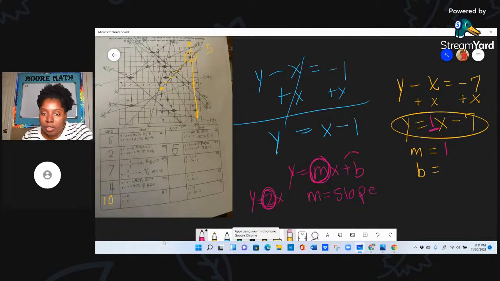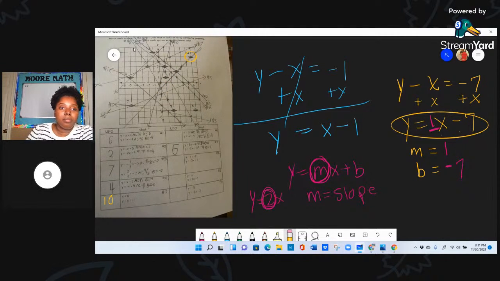What is your B? Where does it intersect the y-axis? What's B? -7. There you go. You see that? So your y-intercept, B, is -7. So where are we going to start on the graph for this line? -7. Okay. So we're going to go down. Okay, so here we are at -7.